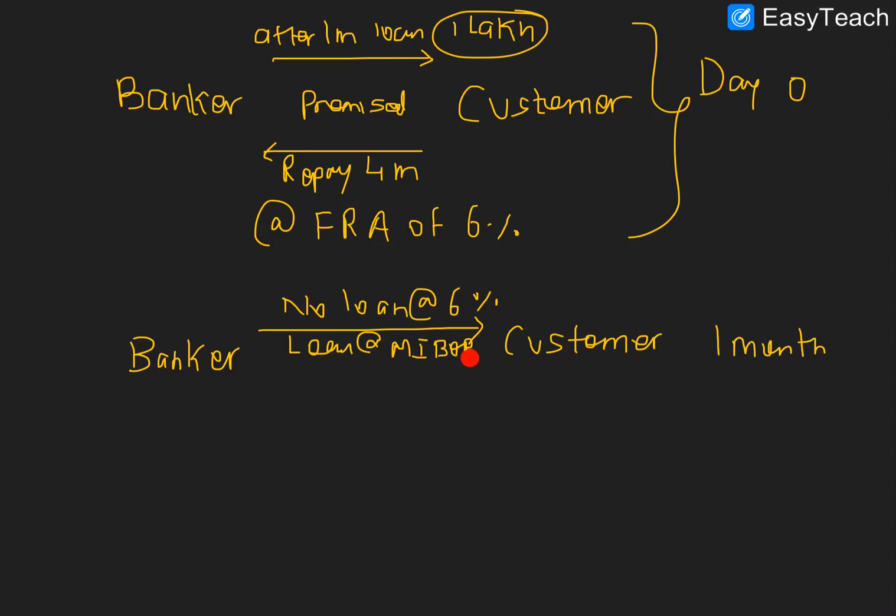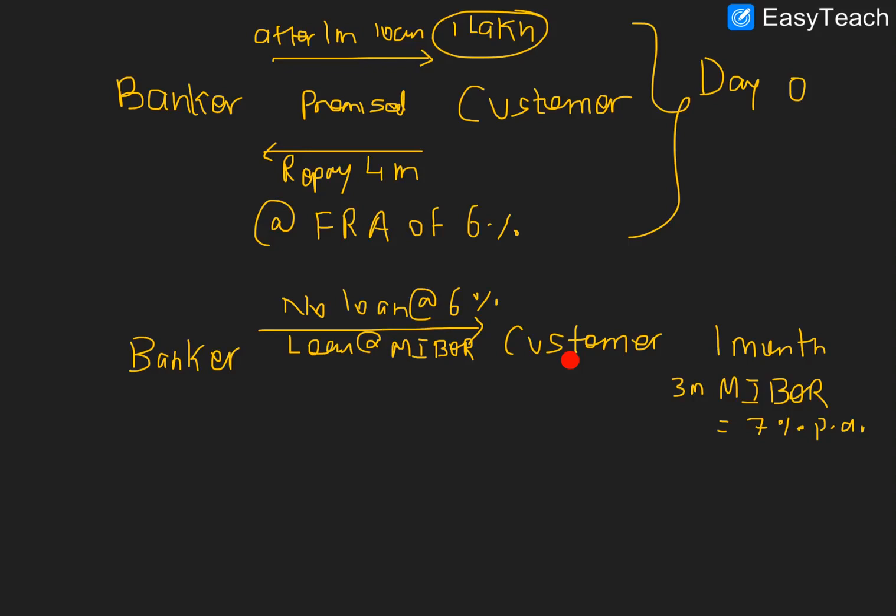Then the customer says, okay, so you're going to give me a loan at MIBOR. So let me see what is the MIBOR. The customer looks at MIBOR and finds that the market rate of interest between the bankers at that time, the 3-month MIBOR, is available at, let's say, 7%.